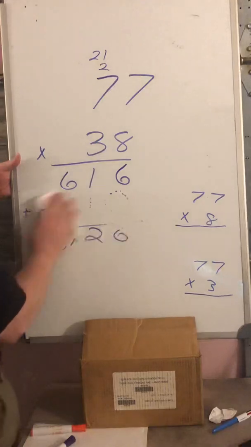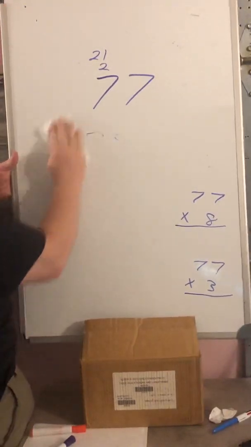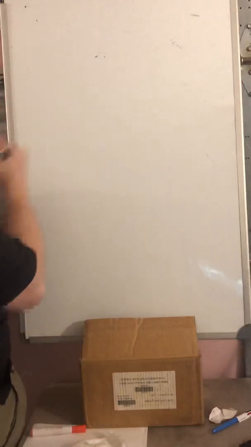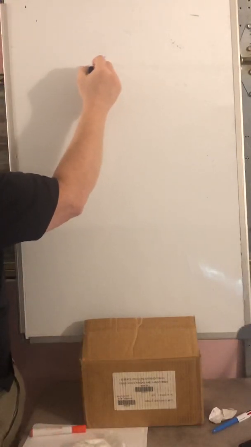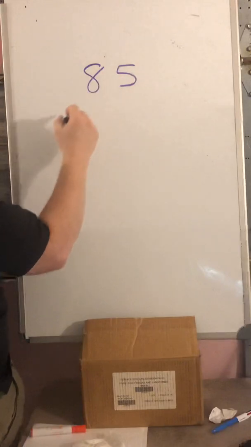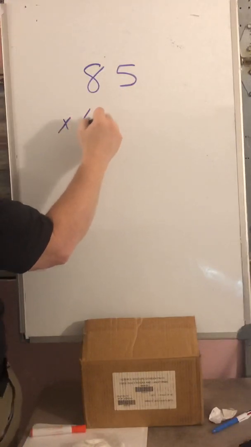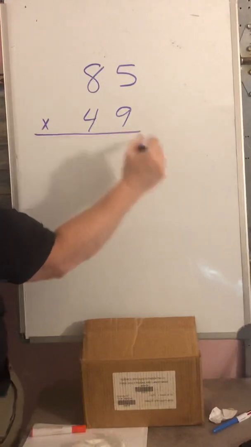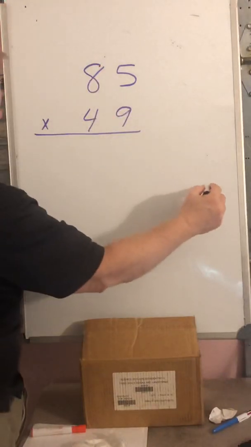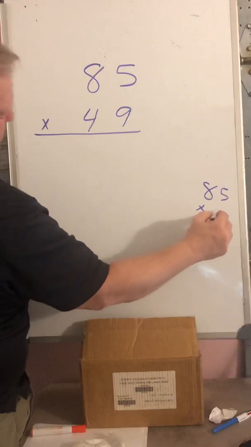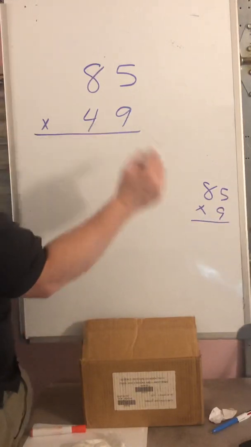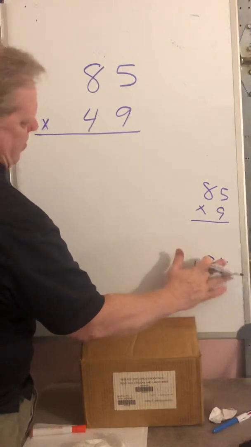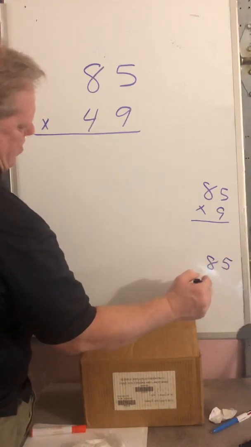We go to the next one. 85 times 49. Let's get this over a little further. It's the same as doing 85 times 9, and then 85 times 4.